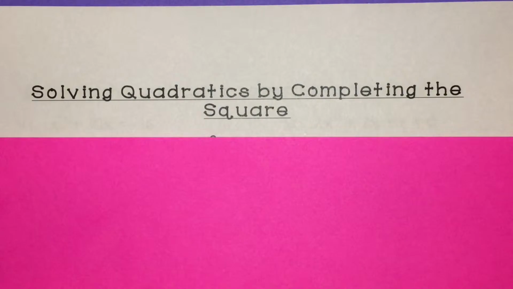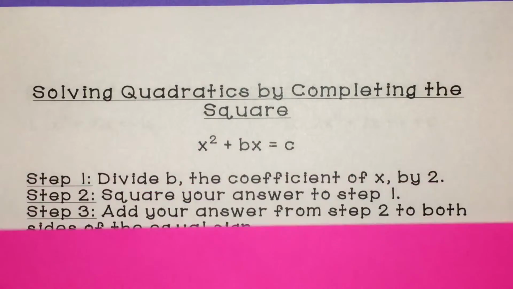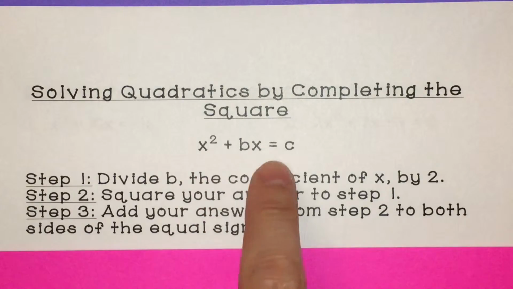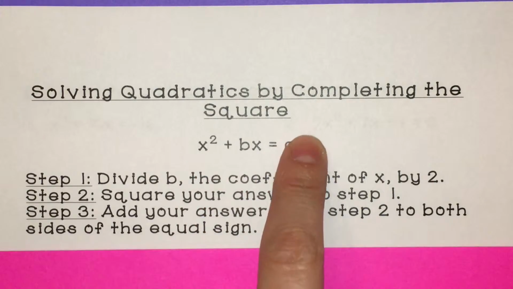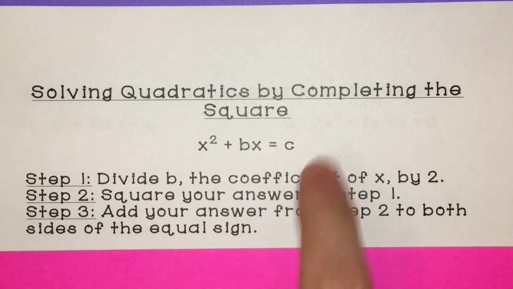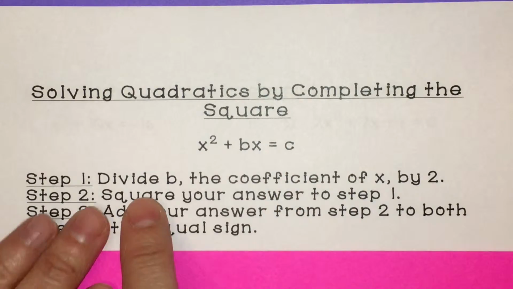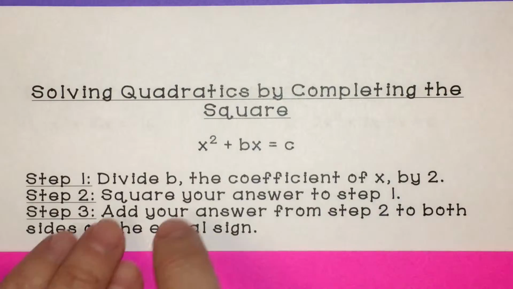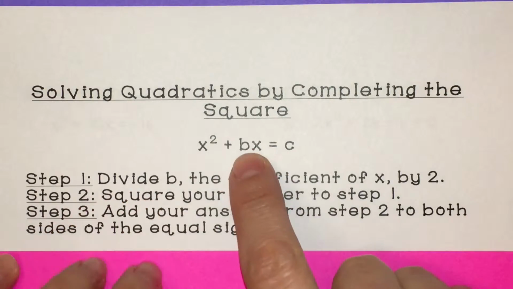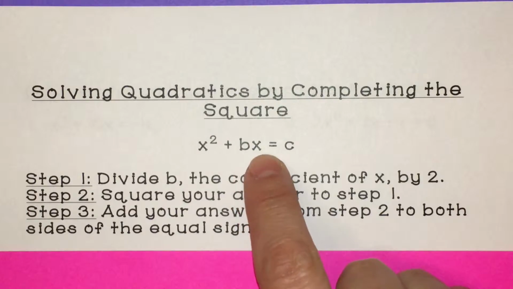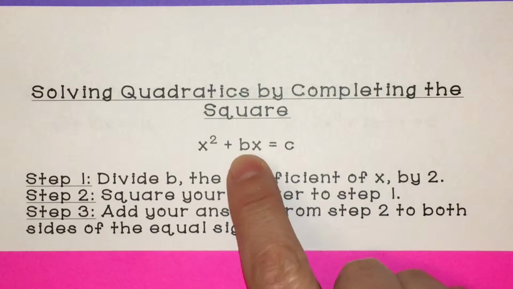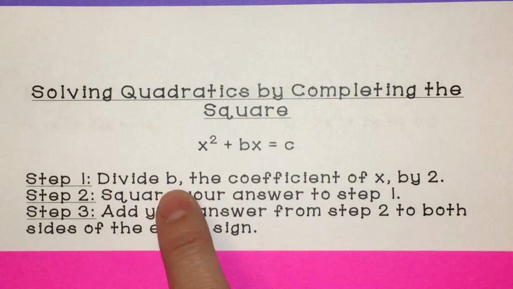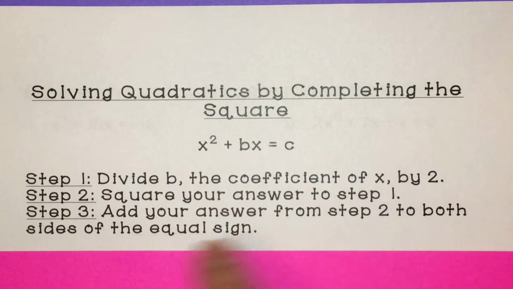We're going to solve quadratics by completing the square. So with a quadratic set up as x squared plus bx equals c, so your constant, the number, is on the right, you're going to complete the square. To complete the square, you're going to find the b term, the b value, the coefficient of x. You're going to divide it by 2 because the b value is a coefficient of x.